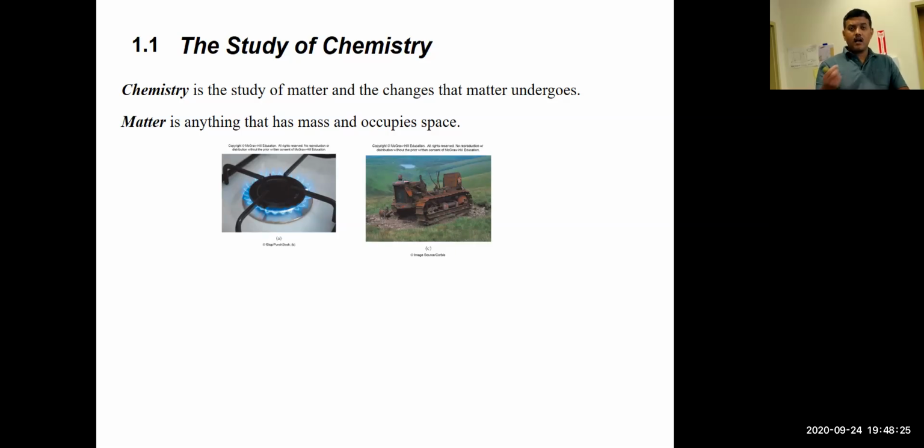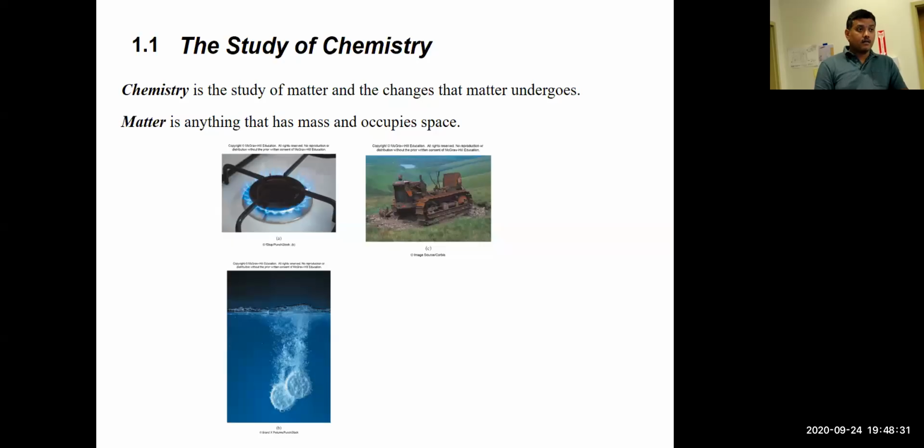Rust is a compound that changes from just iron to iron oxide. So these are changes that are happening to the matter. Or dissolving an Alka-Seltzer tablet in water, you're making a solution. It's not solid anymore, you're making a solution. So matter is undergoing changes from solid to liquid, so a solution. So it is also a study of matter.